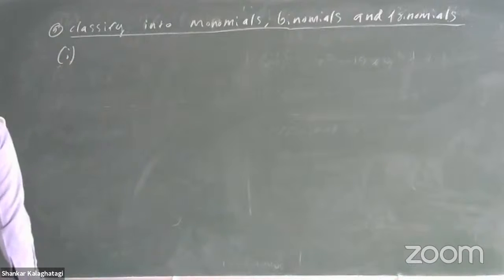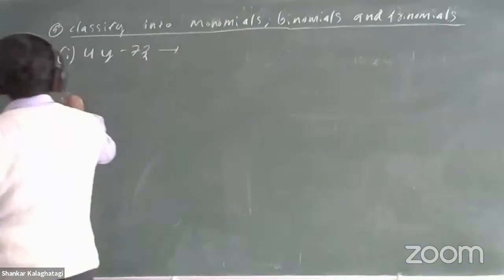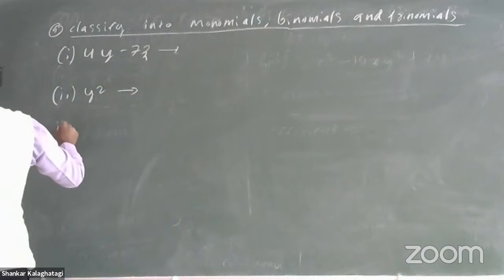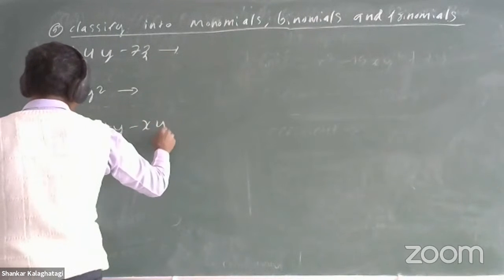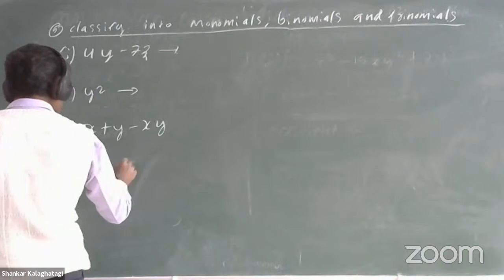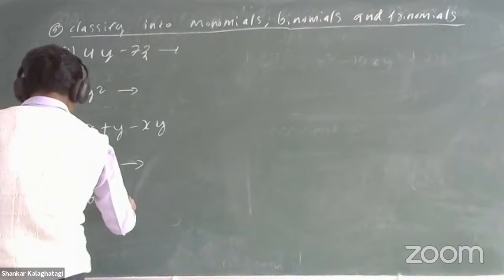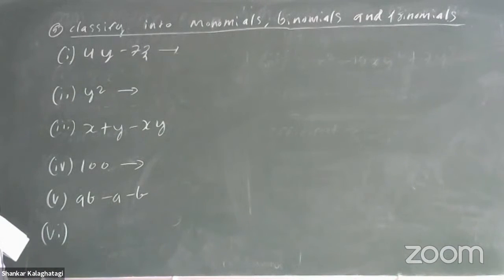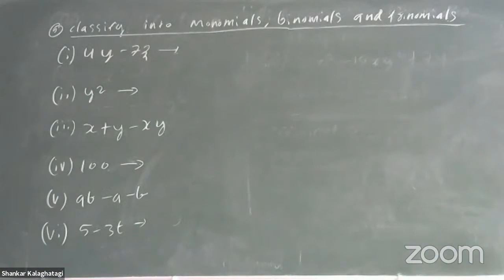Now this one. First, 4y minus 7z is there. Second, y square is there. Third, x plus y minus xy. Fourth, 100, only 100 is there. Fifth, AB minus A minus B. Sixth, 5 minus 3t. Okay. I will just quickly teach you this and quit the class.